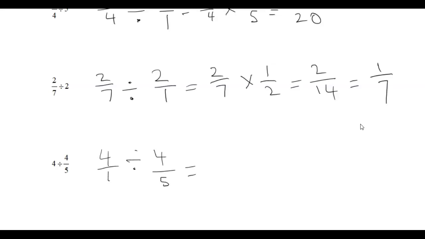Okay, so I've just rewritten the 4 as 4 over 1. So we have 4 over 1, so we keep that, change the division sign to a multiply, and we flip the second, so it becomes 5 on 4. Now the reason why I rewrote the 4 over 1 is so that we remember to multiply our numerators. So 4 times 5 is 20, and 1 times 4 is 4. And then that's basically 20 divided by 4, which is 5.